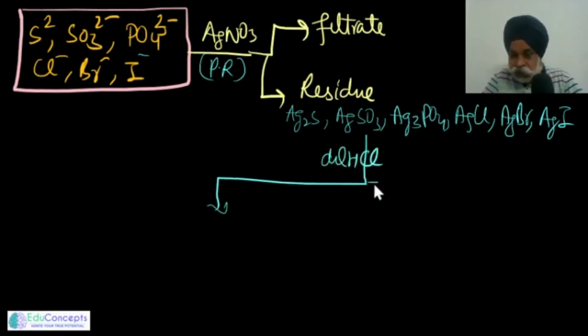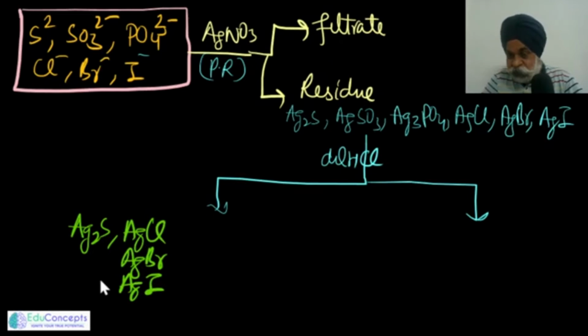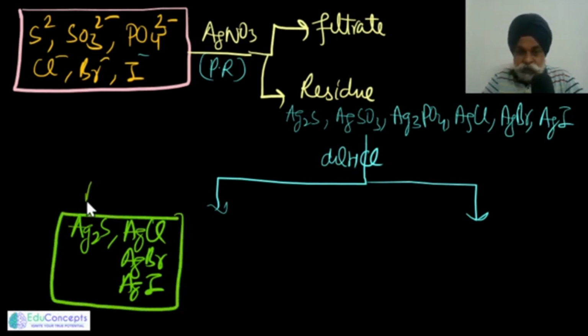Now make it a point: after the silver nitrate addition, they added dilute HCl. So that means the solution has now become acidic. In the acidic solution, I have already said many times in session 1 and session 2 that Ag2S and the silver chloride, bromide, iodide would not dissolve in the acidic medium. So they will come out as precipitate. So this would be the residue number 2 which they are referring to.